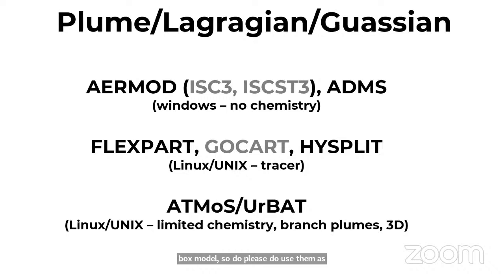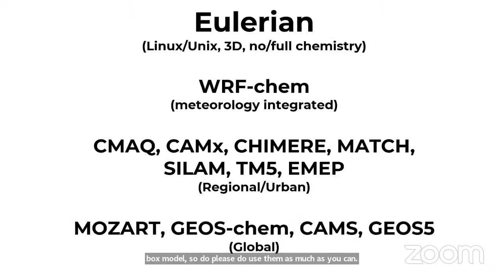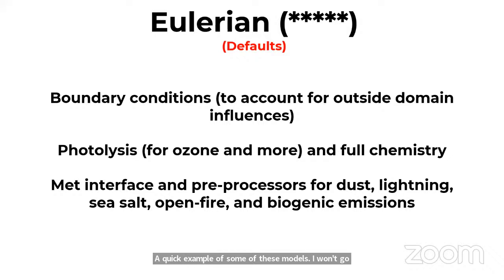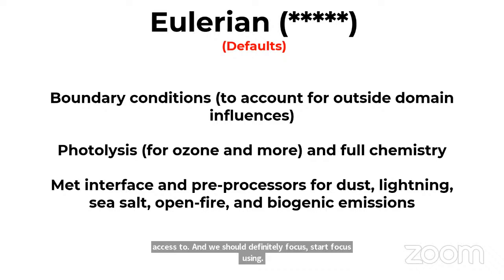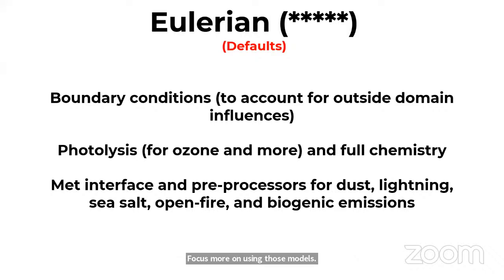A quick example of some of these models. I won't go into all of these, as you will have access to these presentations afterwards. Generally speaking, Eulerian models are the best models that we have access to, and we should definitely focus on using those models much more. What used to be a sore point in using any of the models are now defaults in the Eulerian models. So, for example, boundary conditions.